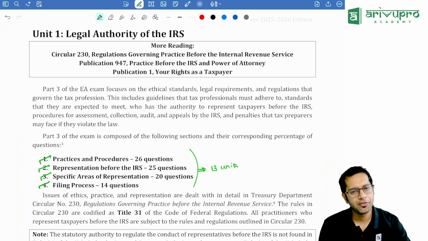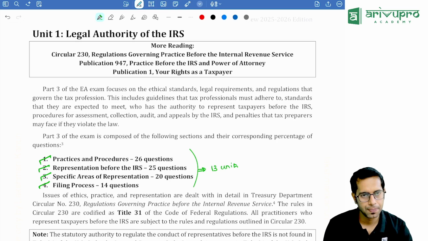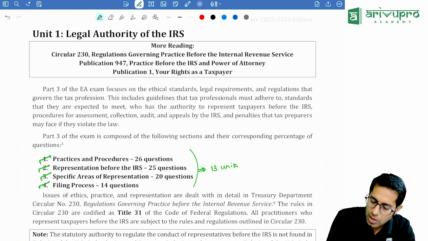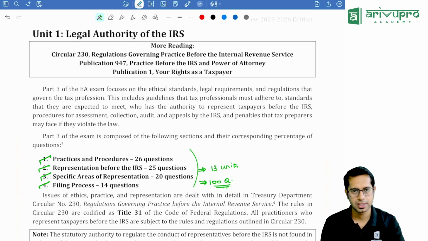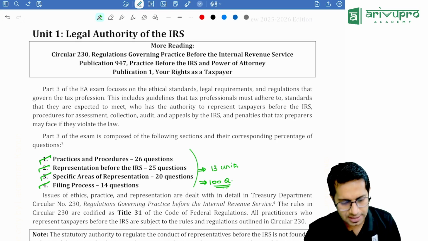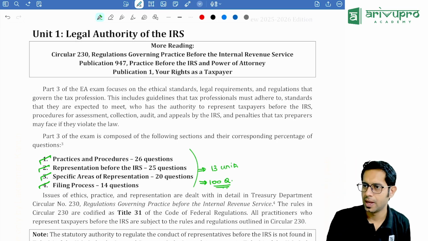And filing process, wherein 14 questions will be asked. So totally how many questions will be asked from all these 13 units together? 100 MCQ questions will be asked. Okay, so now I'll start the discussion. We'll come back to this material.